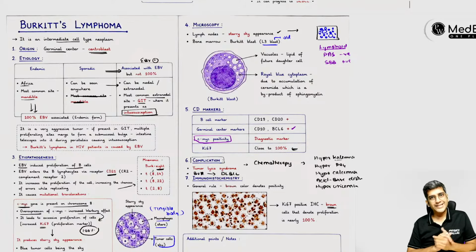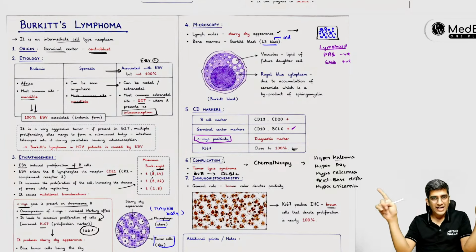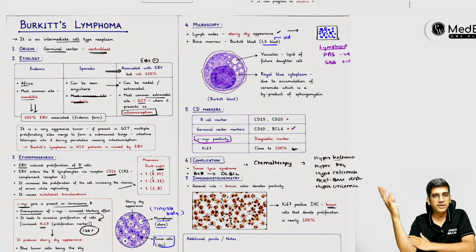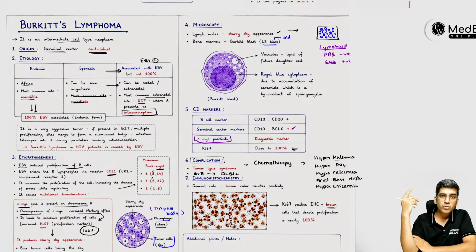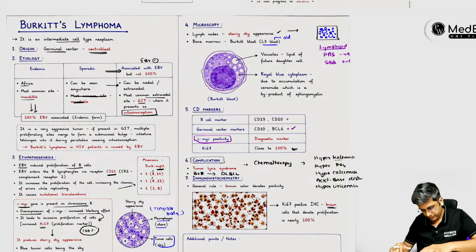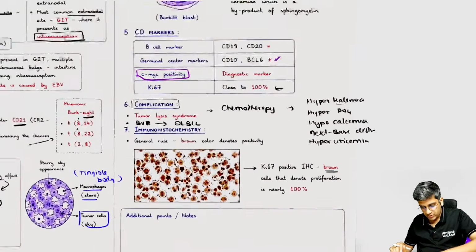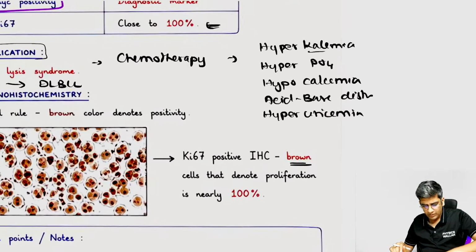We know about Burkitt's etiology, sporadic and endemic. We know the pathogenesis: EBV comes inside, EBV proliferates, EBV causes the mutation, and the mutation causes the tumor. Then we know the microscopy in the lymph node, the microscopy in the blast, the markers, and the complications as well. Done? Perfect. Great.